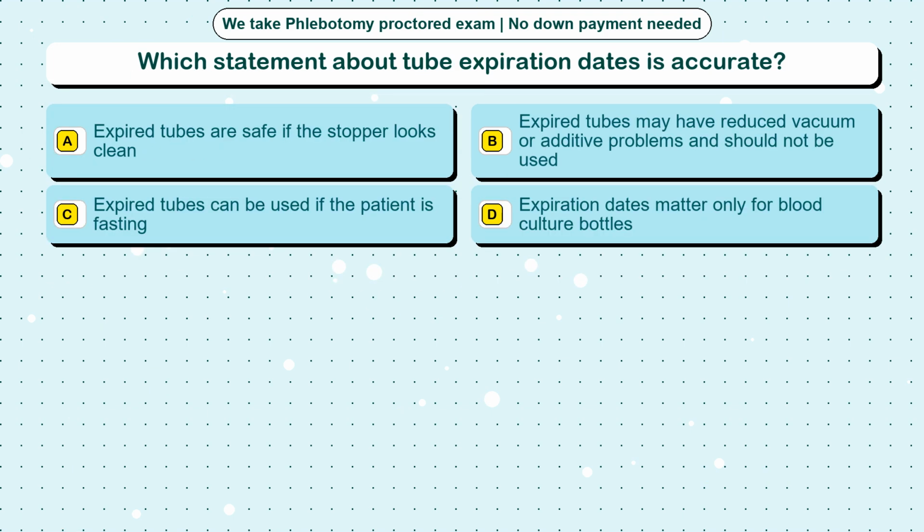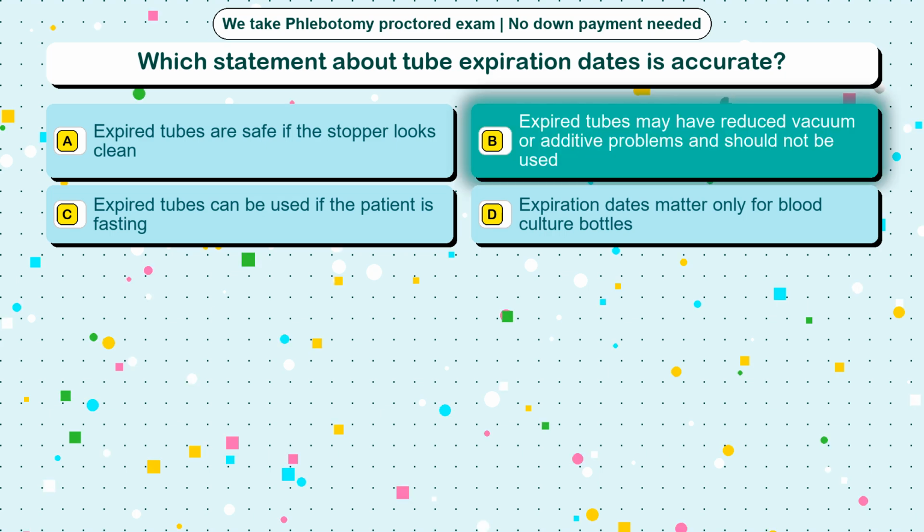Question 21. Which statement about tube expiration dates is accurate? Option A. Expired tubes are safe if the stopper looks clean. Option B. Expired tubes may have reduced vacuum or additive problems and should not be used. Option C. Expired tubes can be used if the patient is fasting. Option D. Expiration dates matter only for blood culture bottles.